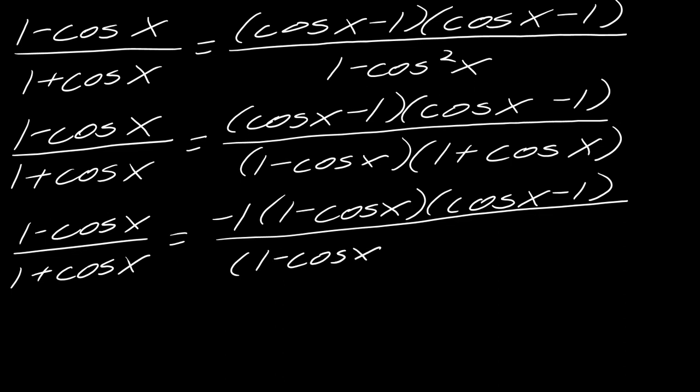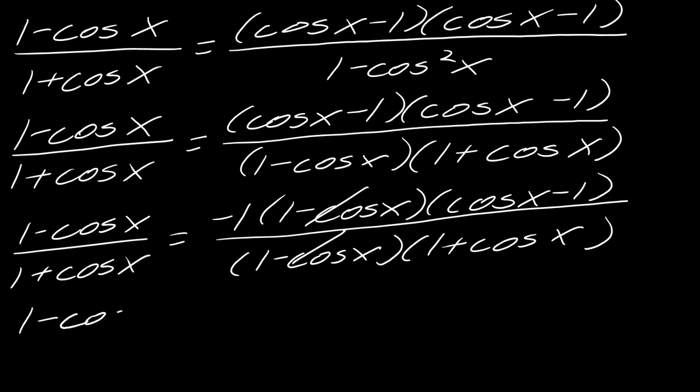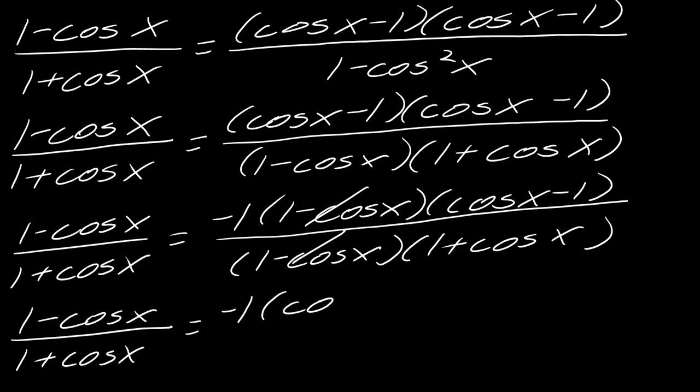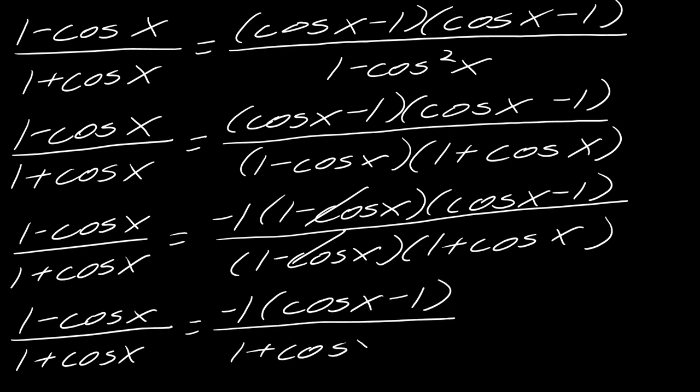And now I've got this. Oh, we're so close. Okay, so now those cancel out. Cool. So now I'm left with 1 minus cosine x over 1 plus cosine x. And I've got this negative 1 times cosine x minus 1 over 1 plus cosine x. We're so close. So now if I were to distribute this in, I can now reverse the order.